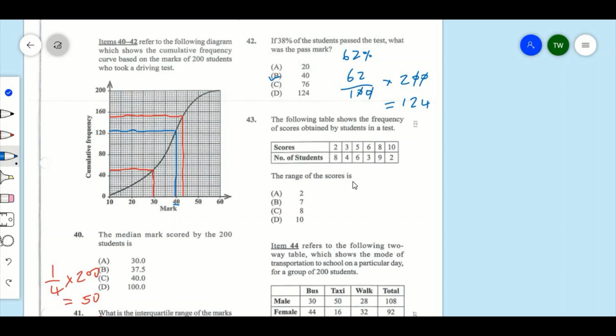What range here means is that the range is the highest value minus the least value or the lowest value. So here, when you look at the table, the highest value is going to be 10. And the least value is going to be 2. So the range is going to be 10 minus 2, which gives us 8. So our answer for 43 is going to be C.